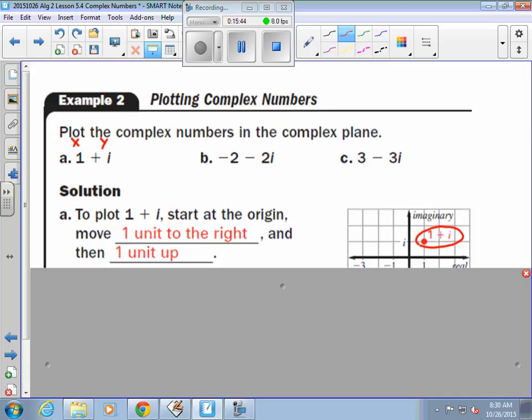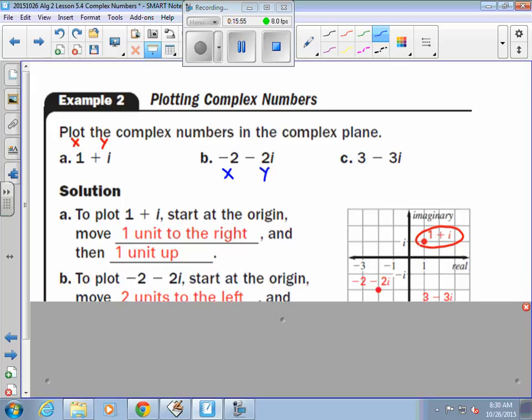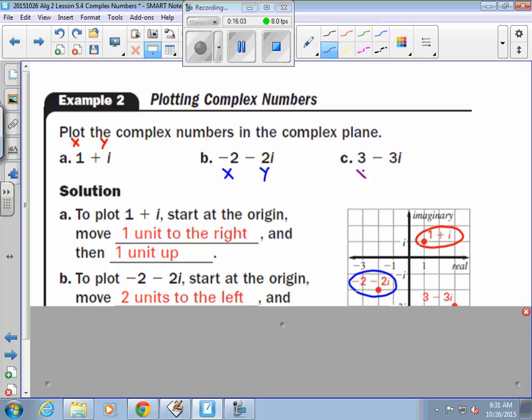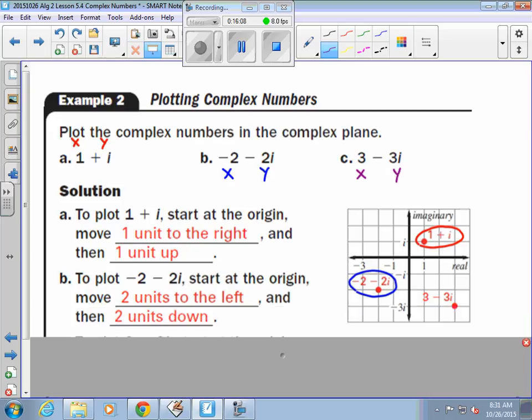Plot that point. The next one, this is x, this is y. So negative 2 is your x, negative 2 is your y. So left 2 and down 2. This is it here. Negative 2, negative 2i. The last one, 3, negative 3i. This is x, this is y. To the right 3 and down 3 here. Super duper hard. And we'll get you the rest of this tomorrow.